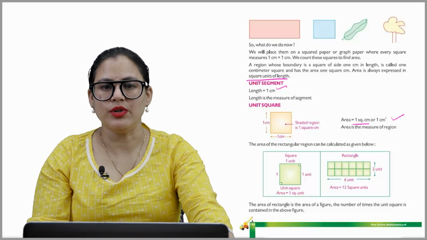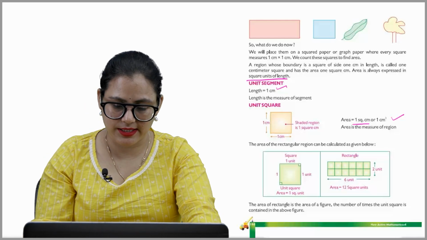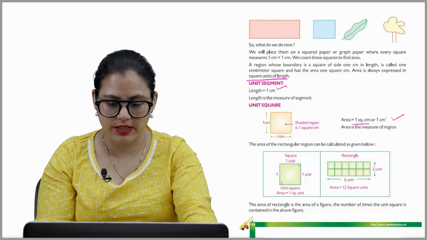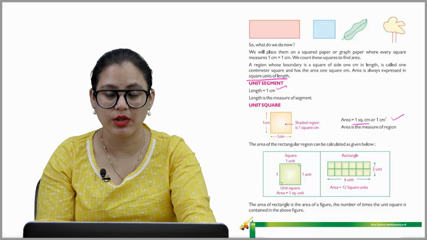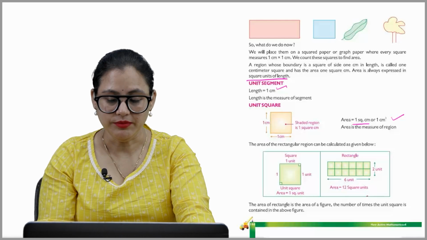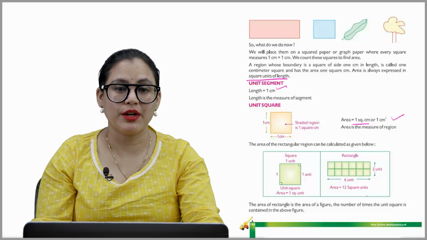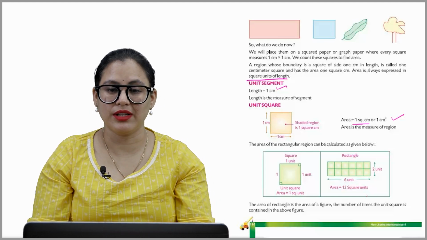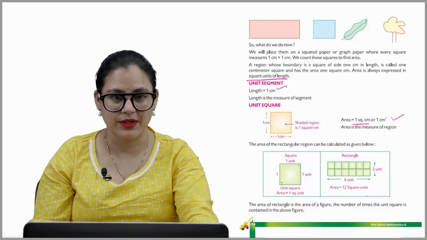Area is the measure of a region. The area of the rectangular region can be calculated as given below. See, this is a square and this is a rectangle. Area is equal to 12 square units, right? See, 1, 2, 3, 4, 5, 6, 7, 8, 9, 10, 11, 12. The area of a rectangle is the area of a figure, the number of times the unit square is contained in the above figure, okay?